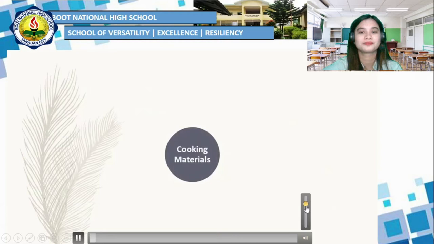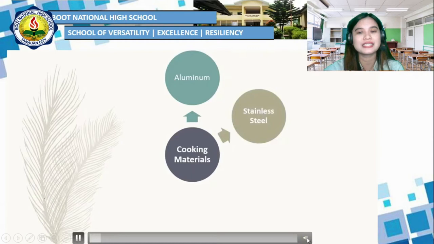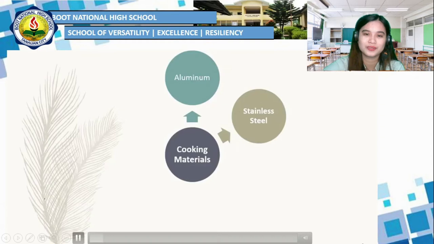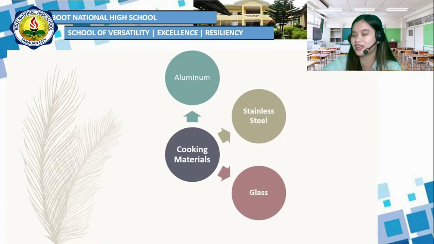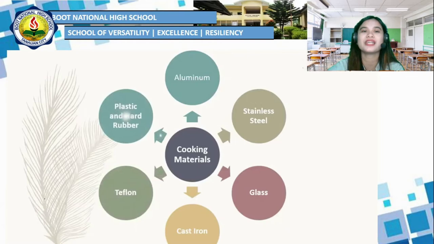Okay, now let's go to the cooking materials. So what are the cooking materials? We have aluminum, stainless steel, and glass. Those are the cooking materials. Another one is the cast iron. Another one is the Teflon. And the last one is the plastic and hard rubber.